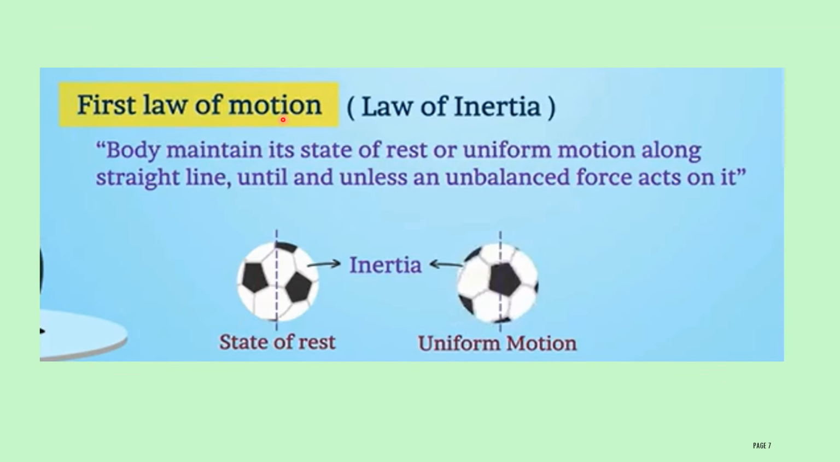First law of motion, another name is the law of inertia. A body remains in its state of rest or uniform motion along a straight line until and unless an unbalanced force acts on it. Assume this is a football. The football will be at rest if you do not apply any unbalanced force. Assume the football is moving without any disturbance, it will keep moving continuously. If you apply an unbalanced force, then it will stop, otherwise it will move fast.